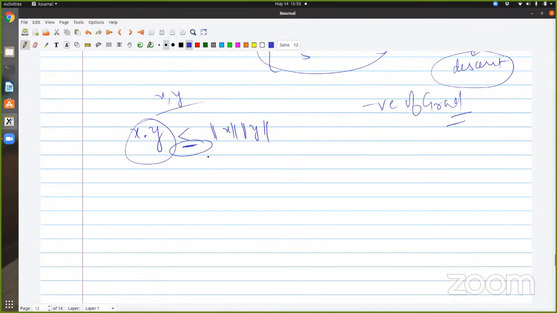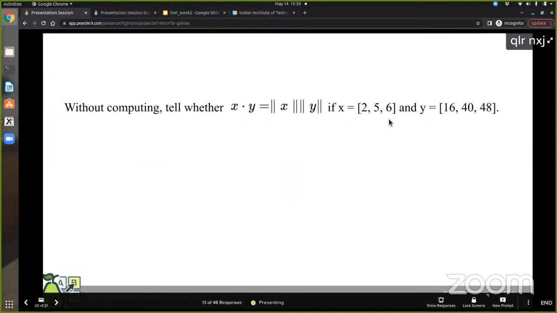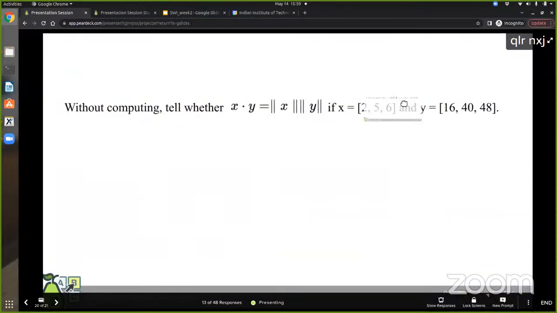It is equal when x is a linear combination of y, or y is a linear combination of x. So here you see that if you multiply x with a, you get y. So y is a linear combination of x. Even without computing, we can say it will be equal. Okay, got it. Thank you.